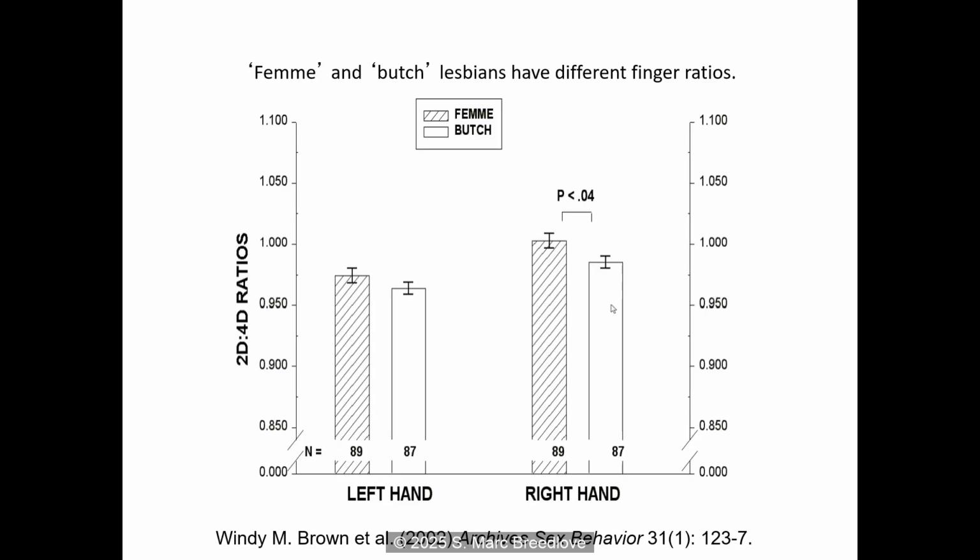We go back the next year and we do the same thing, but we ask them one more question. Do you consider yourself butch or femme? And we didn't define it. And eventually we got nearly 200 women who were willing to answer that question. And indeed, on the right hand only, the women who identified as butch had more masculine digit ratios than those who identified as femme.